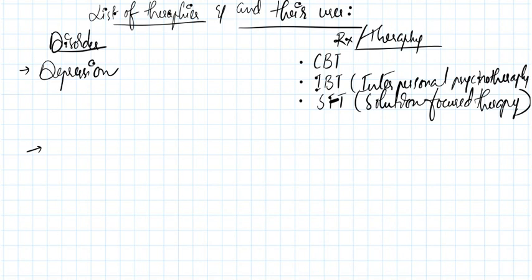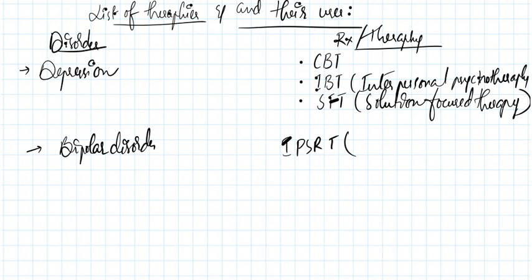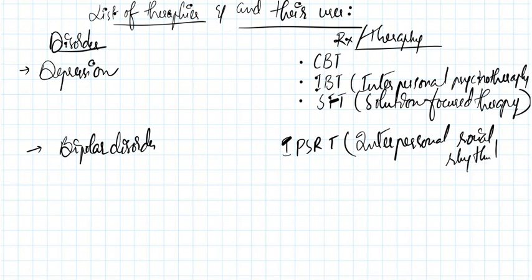And the second one is bipolar disorder, which can be treated with IPSRT. Now, can anyone tell the full form of IPSRT? Anyone? It's interpersonal social rhythm therapy. Right?